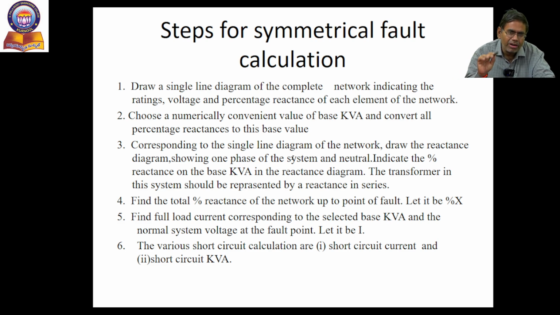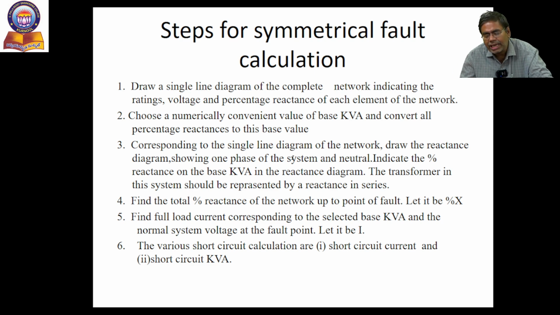After drawing the single line diagram, the ratings of all the components are marked on it. Next, choose convenient base quantities. How to select base quantities? Voltage and current are selected as 1.0 per unit, but base kVA is selected as the sum of the ratings of all the equipment, or the largest unit of equipment, or any arbitrary value. Choose a numerically convenient value of base kVA and convert all percentage reactances to this base value.